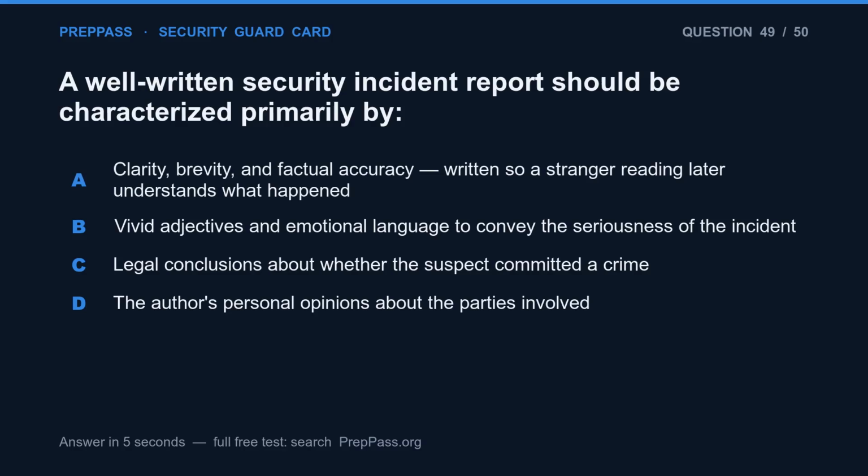Question 49. A well-written security incident report should be characterized primarily by: A. Clarity, brevity, and factual accuracy, written so a stranger reading later understands what happened. B. Vivid adjectives and emotional language to convey the seriousness of the incident. C. Legal conclusions about whether the suspect committed a crime. D. The author's personal opinions about the parties involved.